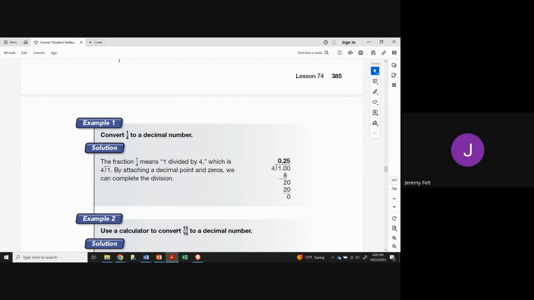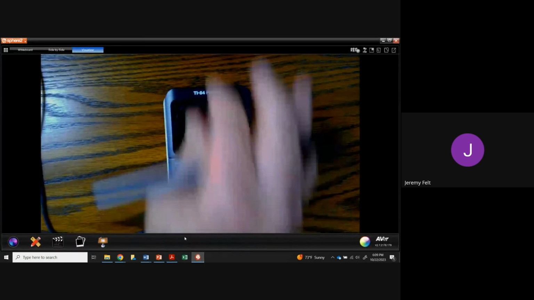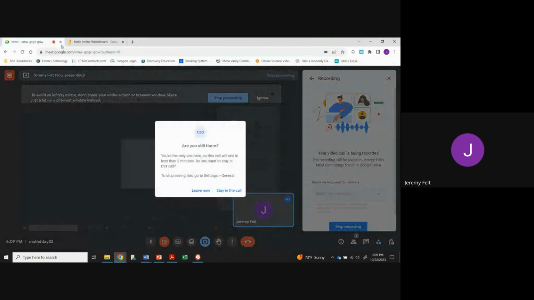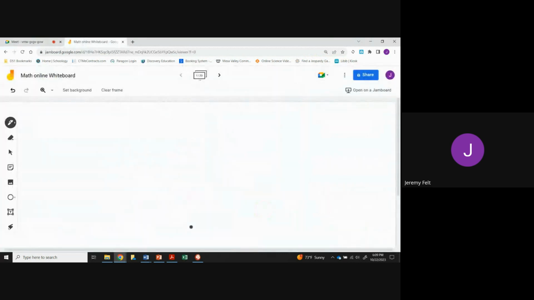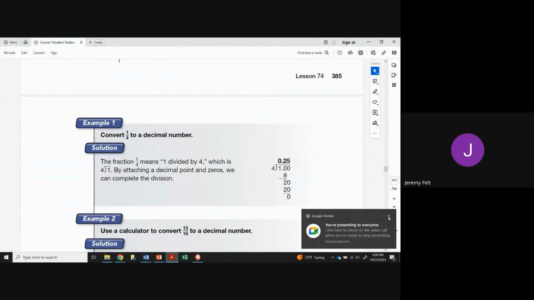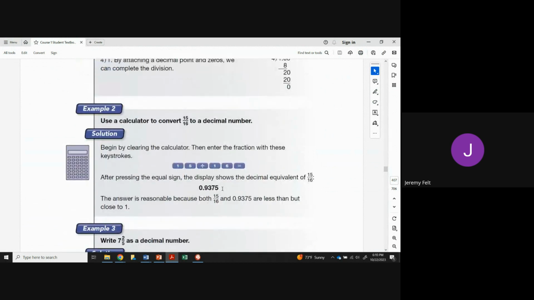If we're able to use a calculator, which you can use a calculator for 1/4, you probably don't need to, but you could if you wanted to. 15/16, so 15 divided by 16. Here we get 0.937. A fraction is just division, so we just do 15 divided by 16, and then get our answer.